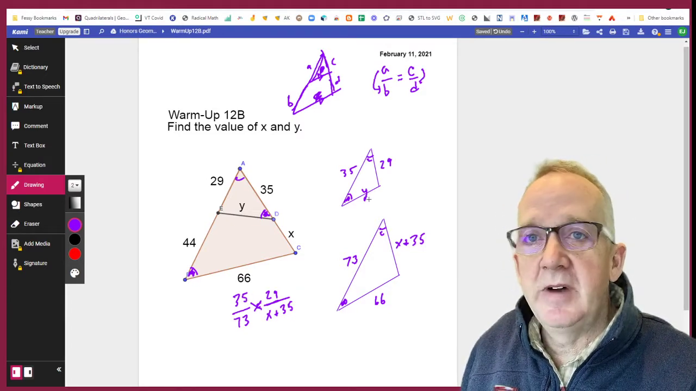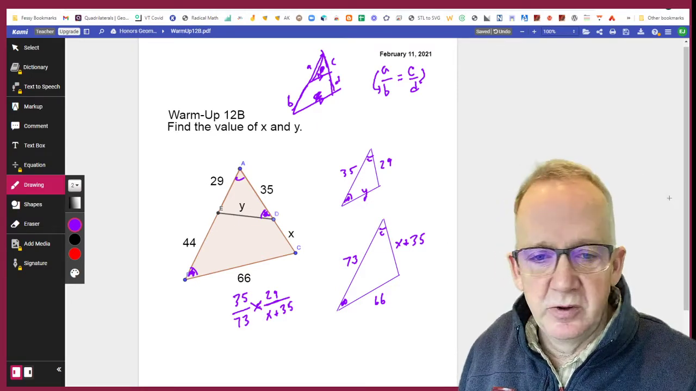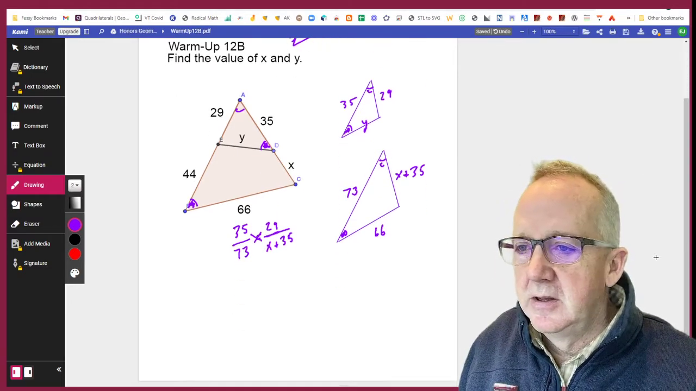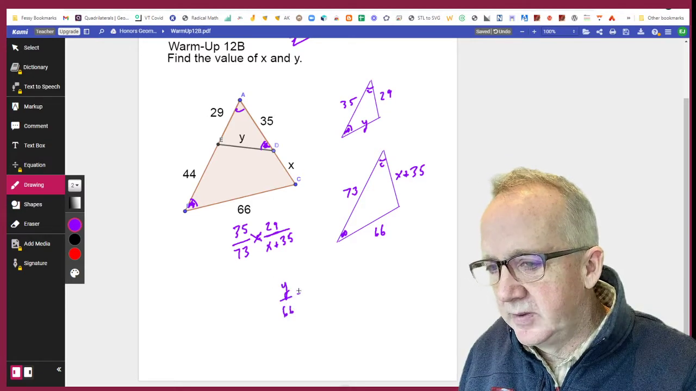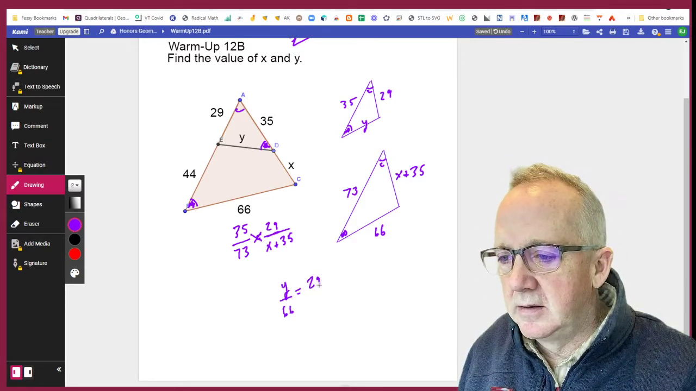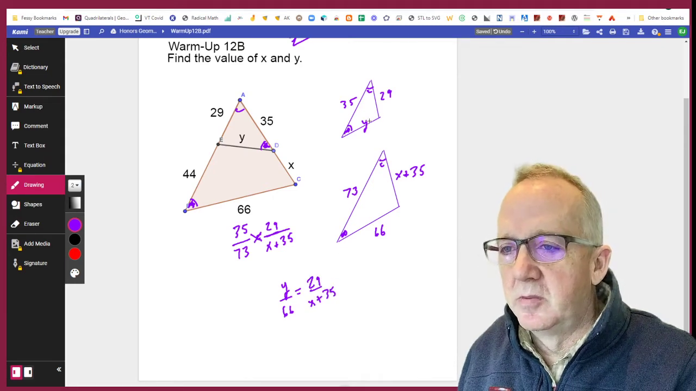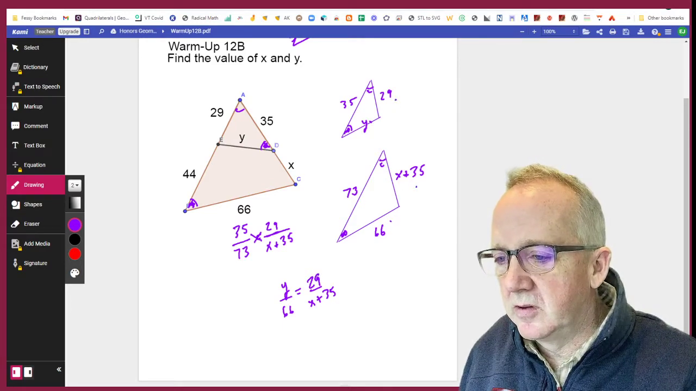To find the y value, same setup, because we're not doing any shortcuts here. The y value will be: y is to 66 as 29 is to x plus 35. Right? The bottom is to the bottom as the right side is to the right side. I think I got those in the correct order.